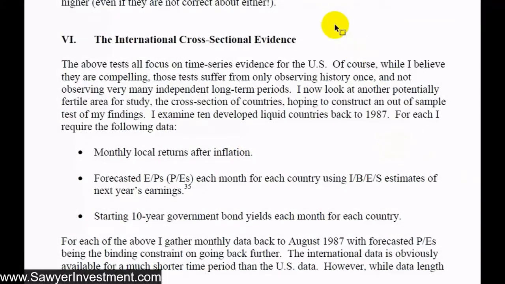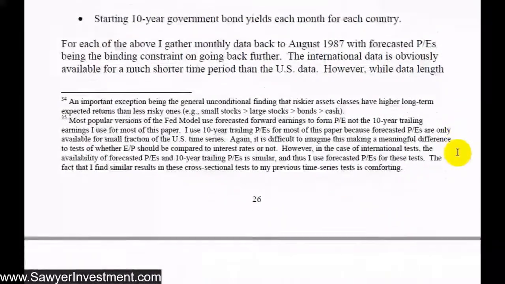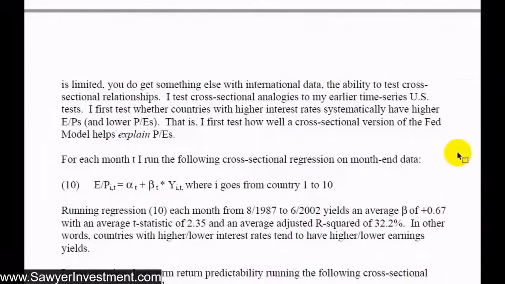Okay, so now that we understand the relationship of 10-year Treasury yields to earnings yields for the U.S. market, the authors want to do an out-of-sample test to see if we come to the same results. So that's in Section 6, the International Cross-Sectional Evidence. So what they've done is perform the same study, only this is across 10 developed and liquid countries, pulling in their equity prices and 10-year Treasury yields.